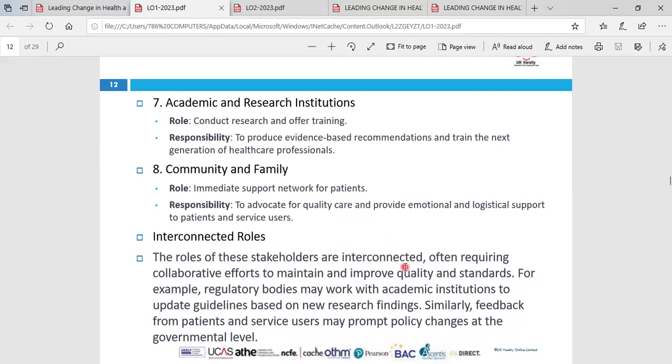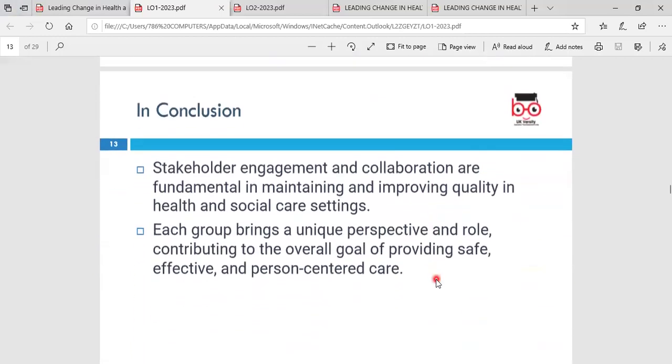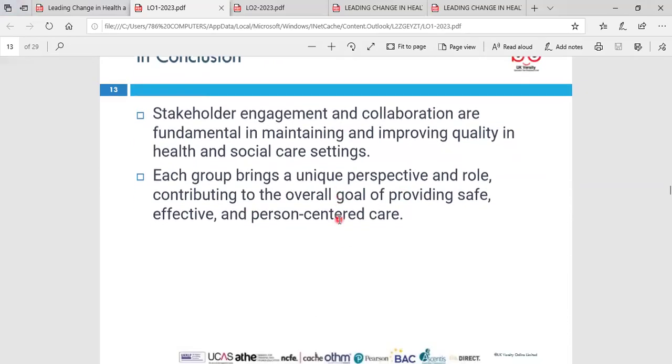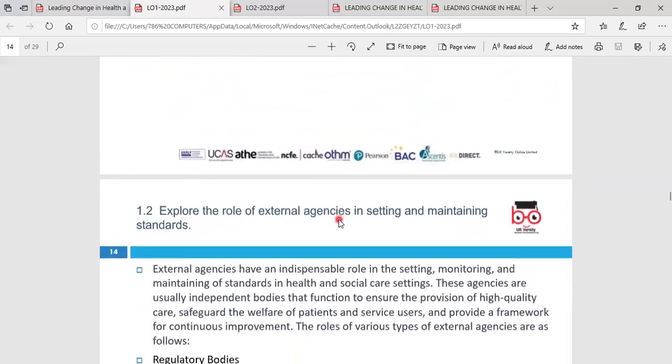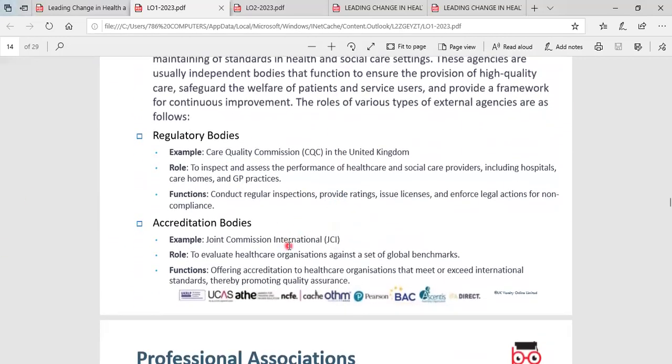Interconnected roles: different stakeholders are interconnected, as I said, and the interconnectedness is vast. It can't be just that if you have stakeholders, that's it. No, those stakeholders have other stakeholders which guide them and drive them towards the change. So stakeholder engagement is very important. In conclusion, explore the role of external agencies. We've talked about this, so different roles.